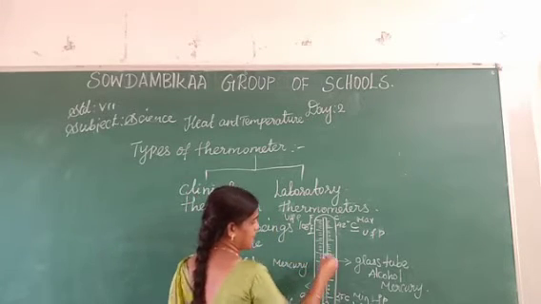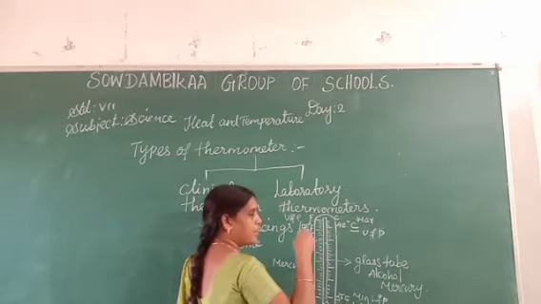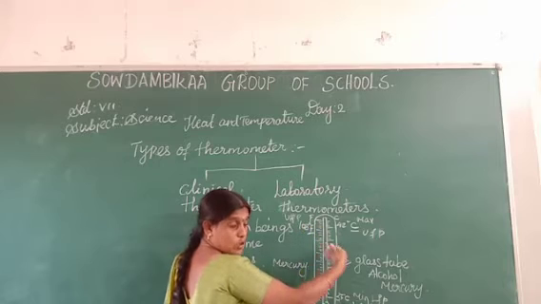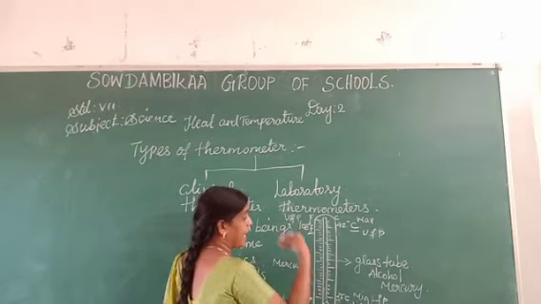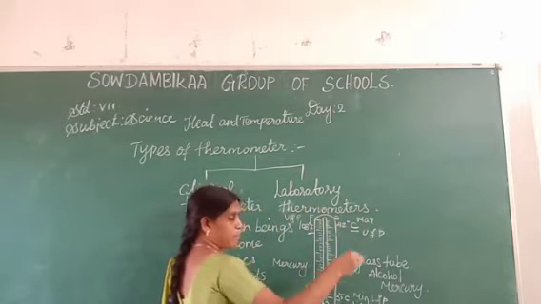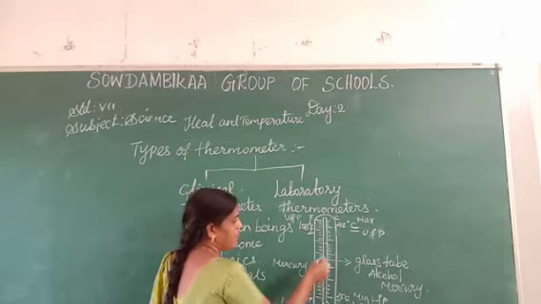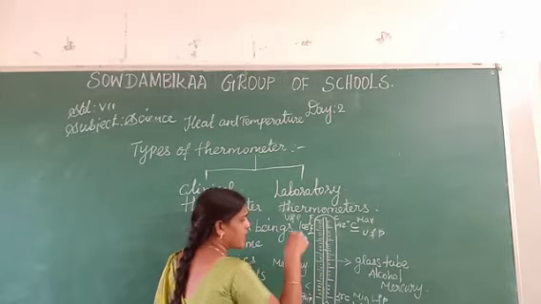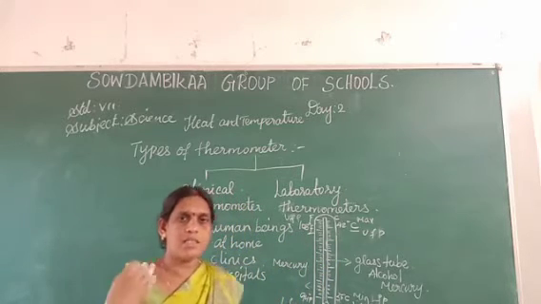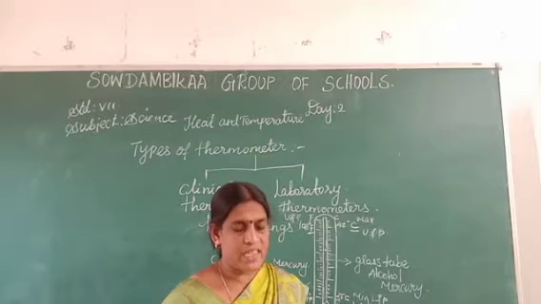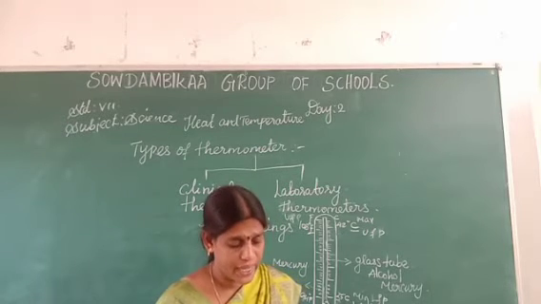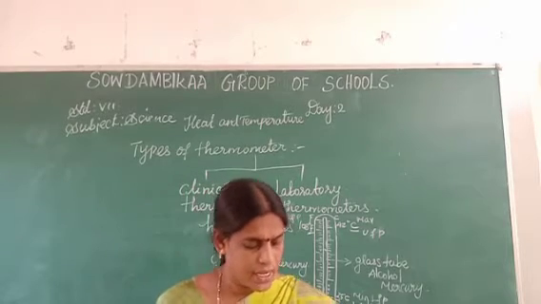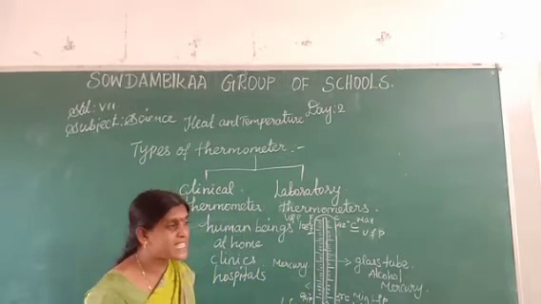Because if for one patient the mercury level is up here, you wash the thermometer with a suitable antiseptic. Then if you put it in another patient's mouth with the mercury level still up here, the reading will be wrong. So first jerk the thermometer a few times to bring the level of the mercury down. Before use, the mercury should be checked.